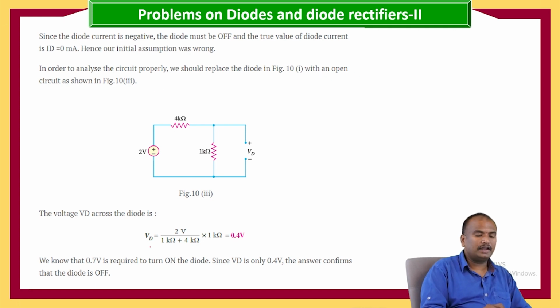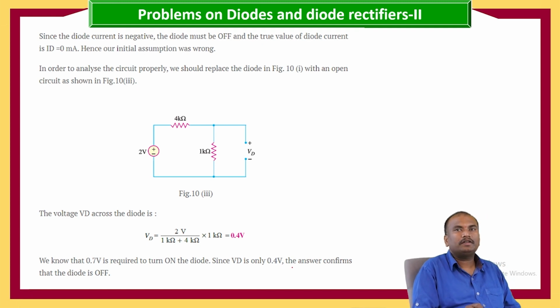Here, in order to analyze the circuit properly, we should replace the diode with an open circuit. The voltage across the diode is 2 by 1 kilo ohm plus 4 kilo ohm into 1 kilo ohm. We know that 0.7 volts is required to turn on the diode. Since VD is only 0.4 volts, the answer confirms that the diode is in the off condition.